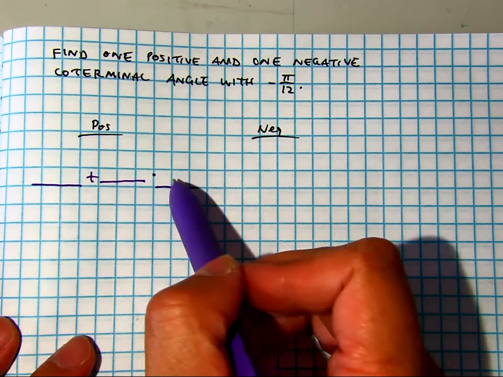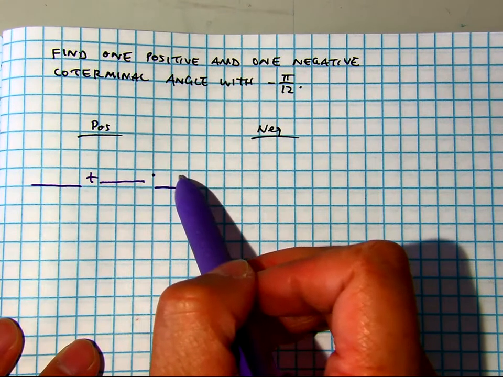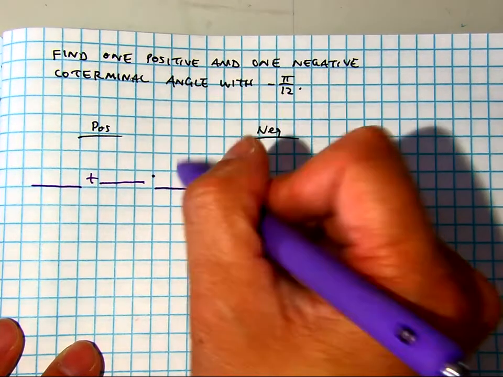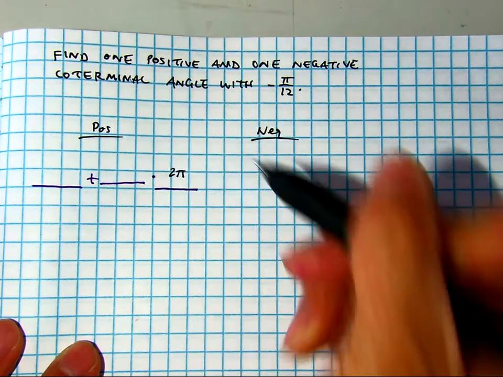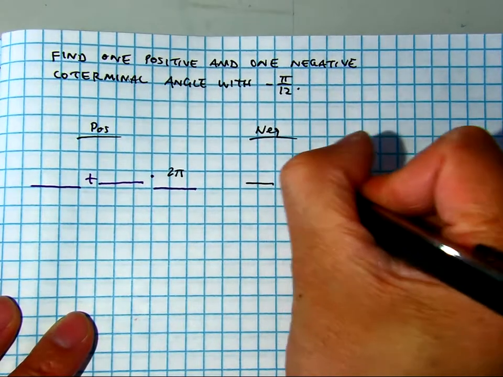In a full rotation in a circle, instead of 360 degrees, you have 2 pi. So let's write that for both of these.